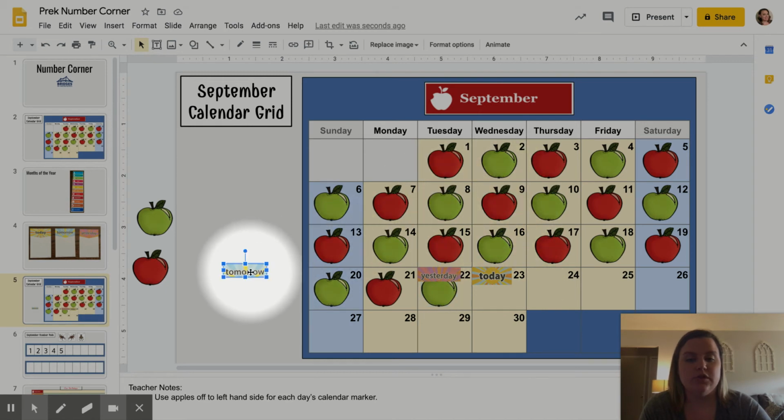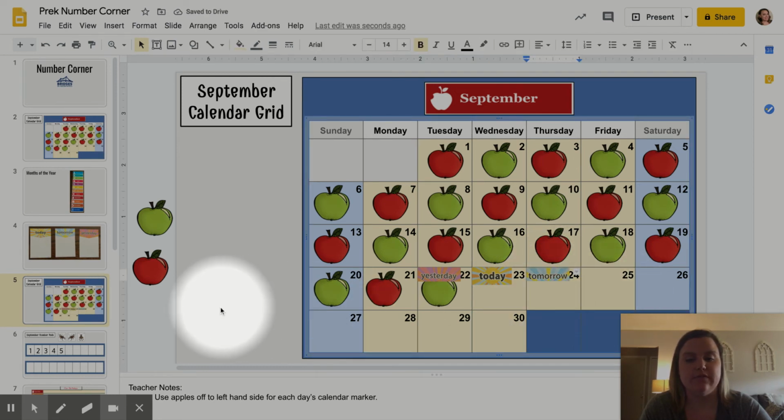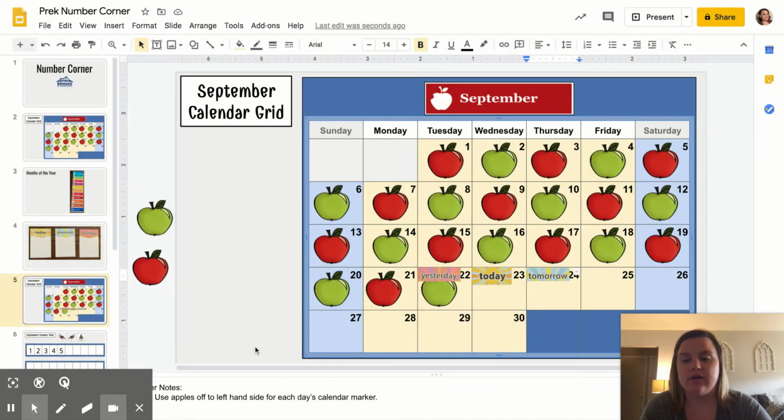So tomorrow will be a Thursday, okay? Tomorrow will be Thursday, September 24th, okay? Thursday, September 24th. All right, and remember, we had a pattern on our calendar.